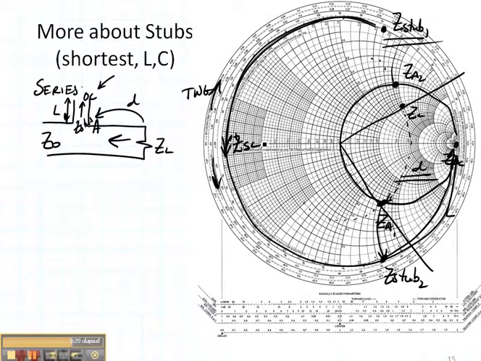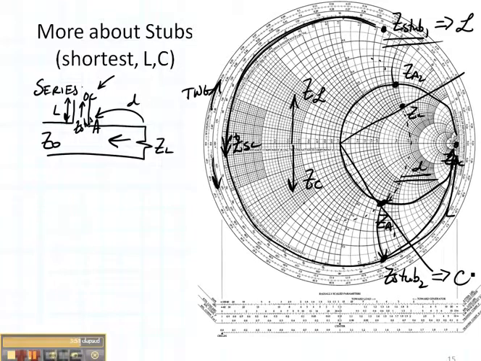Now let's ask one other question. Which of these two stubs, 1 or 2, is inductive and which is capacitive? In the case of Z, inductors are above this line, so this one is inductive, and Z of capacitors is below this line, so this one is capacitive.